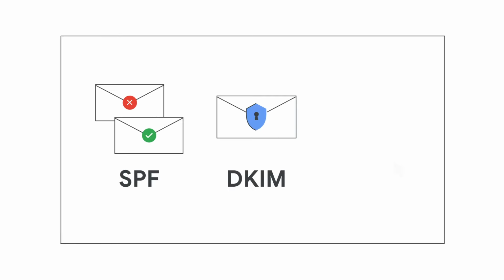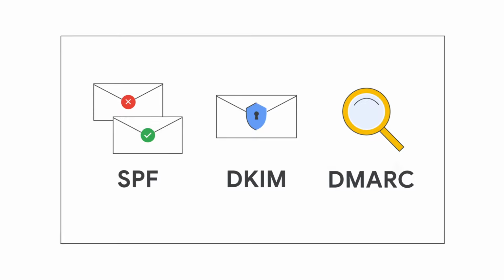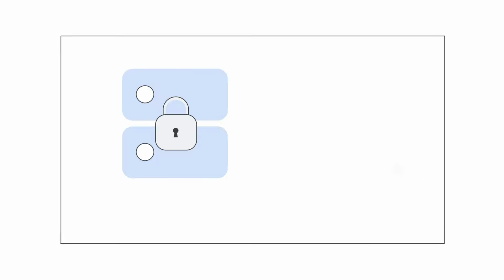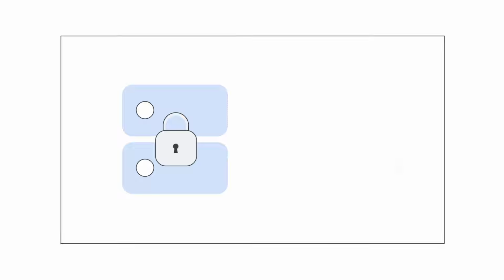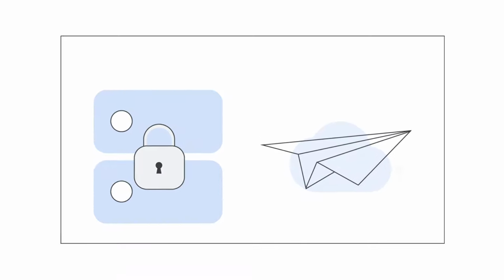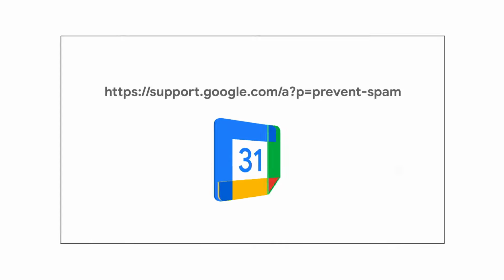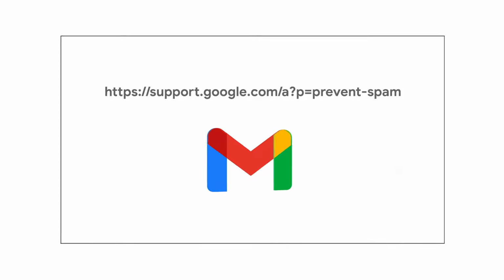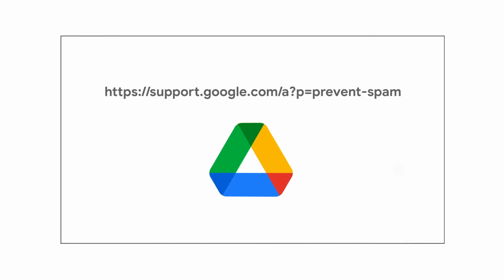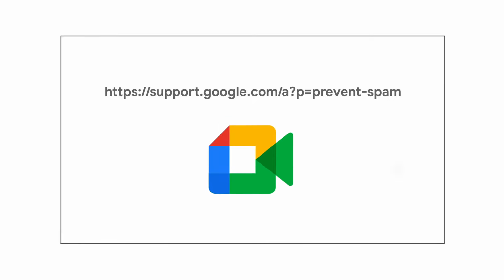SPF, DKIM, and DMARC are all standards that solve different pieces of the email authentication puzzle by strengthening the security of your domain and the reliability of your email delivery. For more information on setting up your SPF, DKIM, and DMARC, please visit the Help Prevent Spoofing, Phishing, and Spam topic in the Google Workspace Admin Help Center.